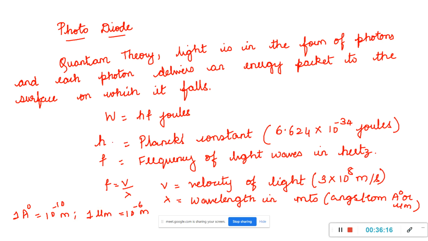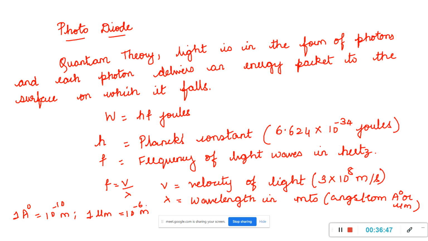Okay, we have one formula for this photodiode. W is equal to HF joules. H is equal to Planck's constant, 6.624 into 10 raised to minus 34 joules. F is equal to frequency of the light waves in hertz. F is equal to V by lambda. V is the velocity of the light, 3 into 10 raised to 8 meters per second. Lambda is equal to wavelength in meters. It is measured in Armstrong or micrometer.